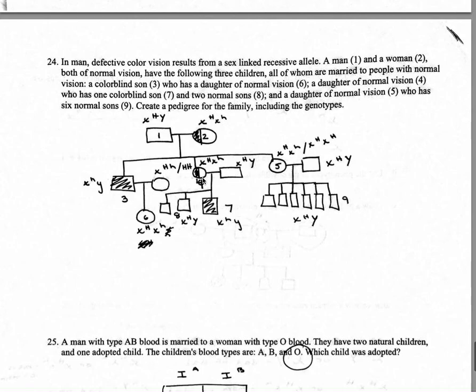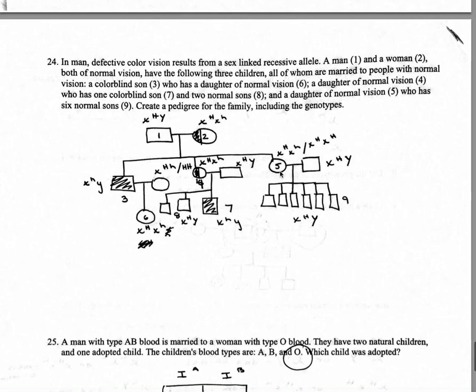For here, the next person, daughter 4, has normal vision and has a colorblind son, and then 2 normal sons. So we know for a fact that she has to be a carrier because she's giving this X little h to her son. She's a carrier because she's normal. She seems normal, but she's carrying this to give on to her son. So she's going to be colored in. And then her husband, I don't know where it says this, but I think she marries a normal husband, so he would be X big H Y.